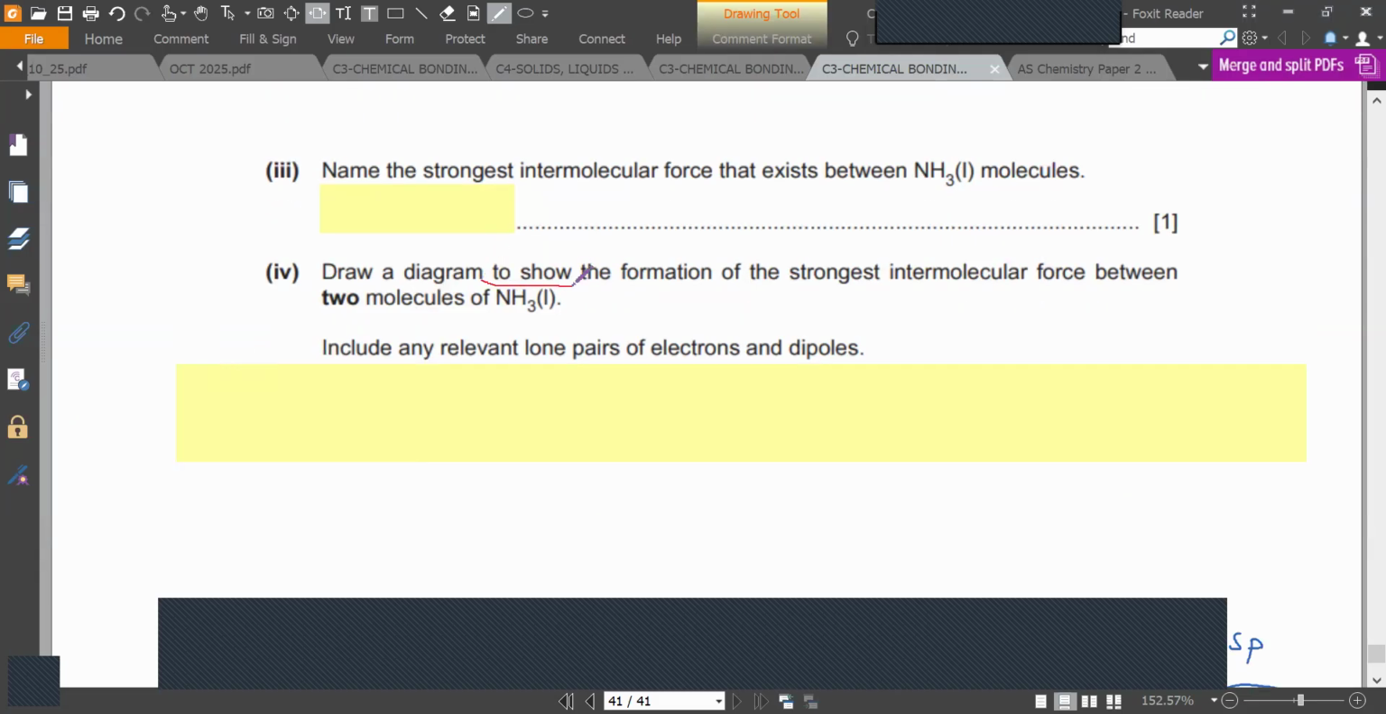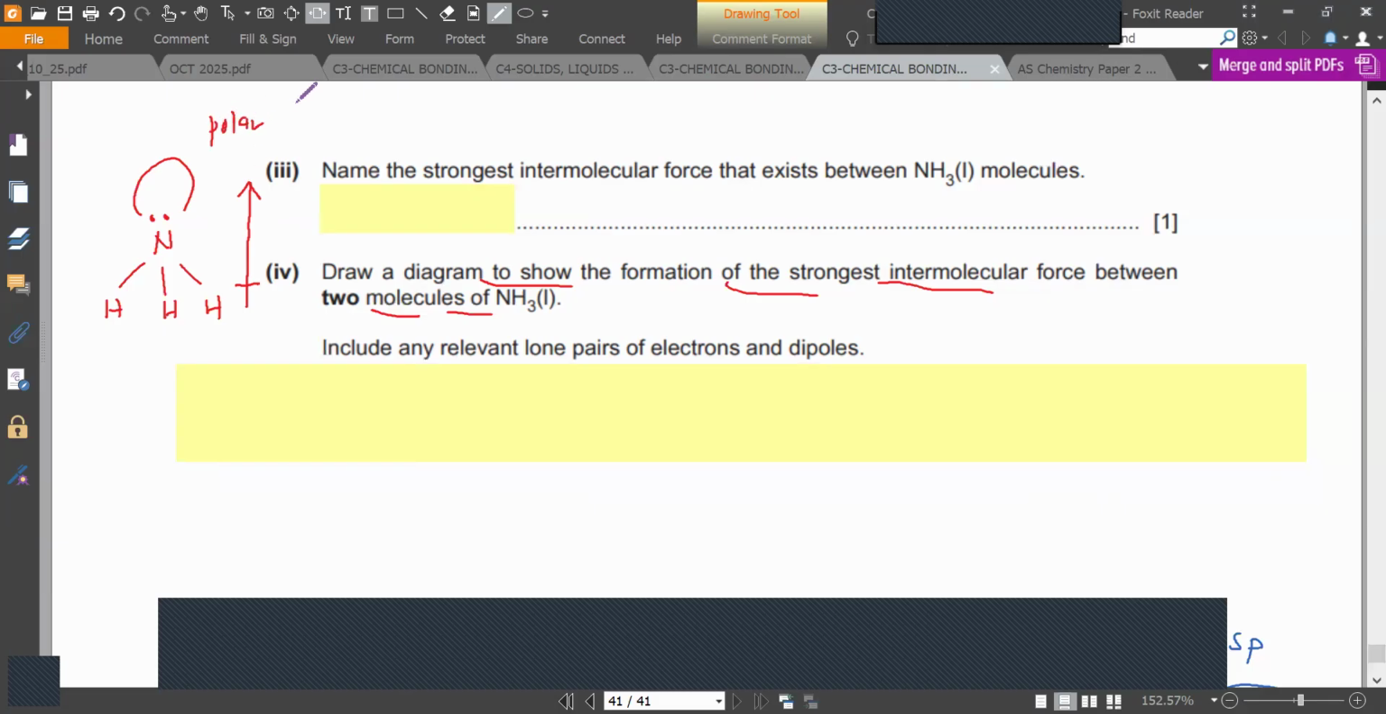Draw a diagram to show the formation of the strongest intermolecular force between two molecules of ammonia. So ammonia is like this. We have polar bonds and then we have a lone pair. The direction of the electron will be towards the lone pair. So this is a polar molecule.